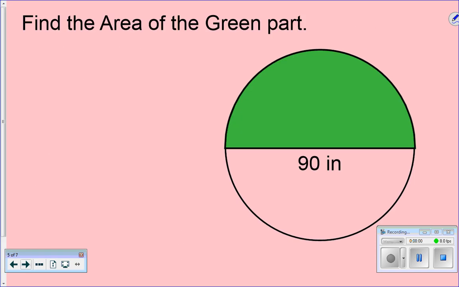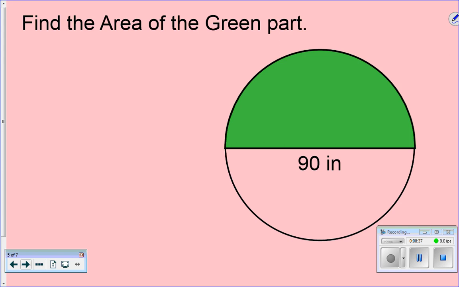Last thing I want to show you is this. I want to find the area of that shaded part. What am I going to do? I just want to find that shaded part. Eric, what do you think? Not quite. That's not my radius. That 90 is my diameter. So I first have to find my radius. What do you think then, Evan?